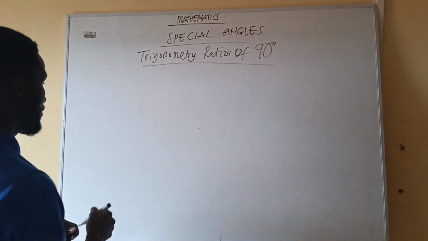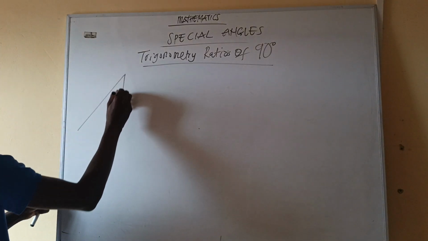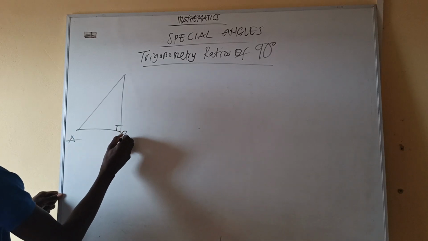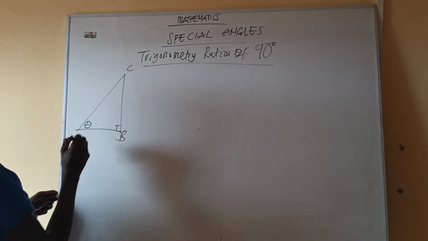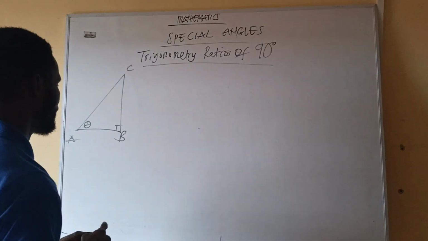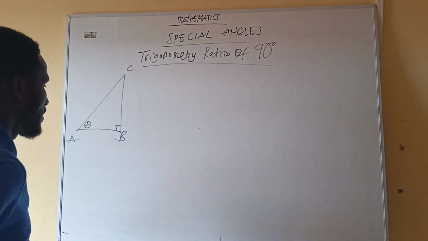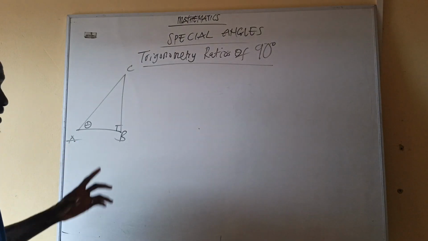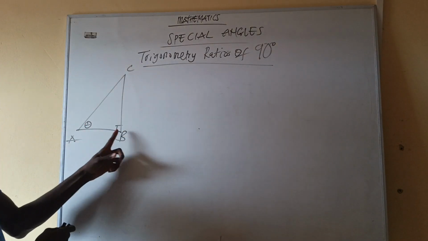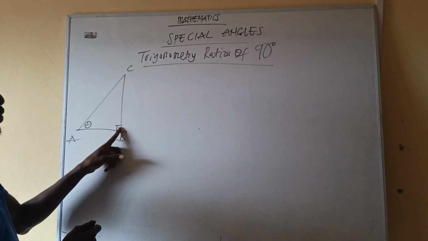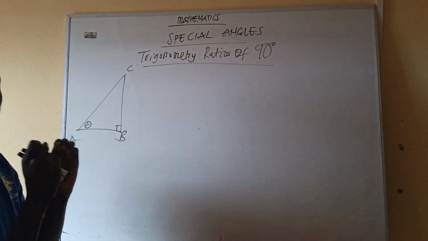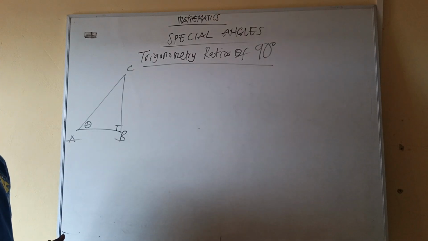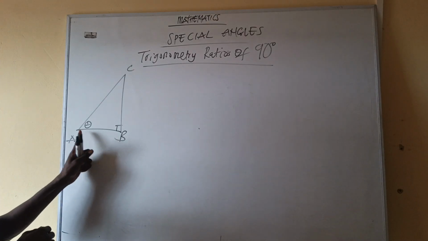Now, let me consider the same right triangle. Here is 90, here is A, here is B, and this side is C. Now, let me consider this angle to be theta. I hope you understand this clearly. Now, how can we get theta to be 90 degrees? No, we don't use this one for any discussion. This one shows that the triangle is a right angle triangle. Now, I want this particular angle to be 90 degrees.